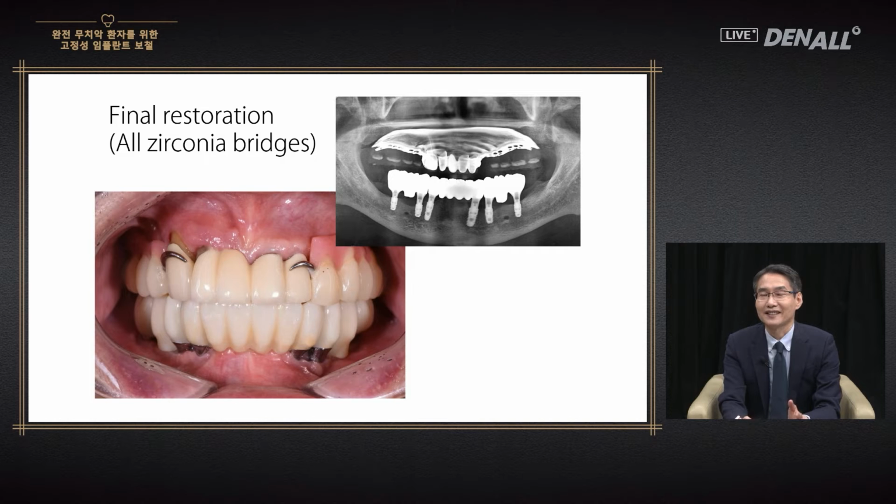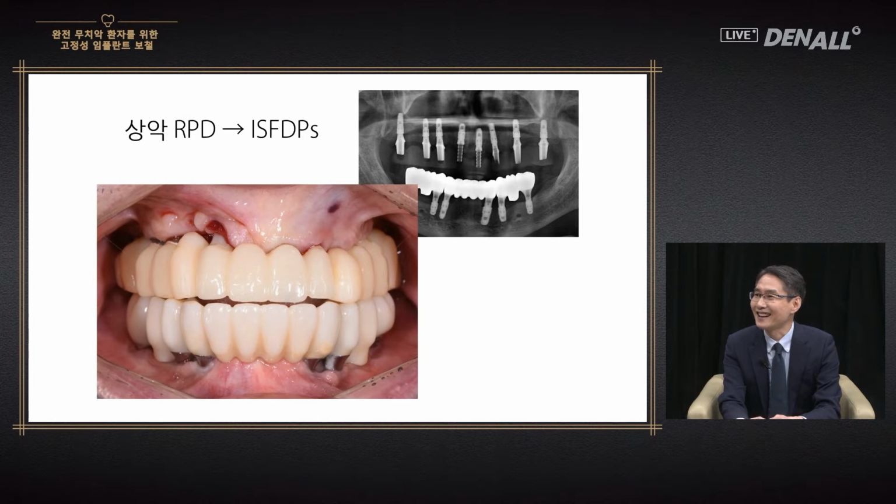Once lower was done, after 1 year, the patient wanted a fixed prosthesis for the upper as well. However, the residual teeth in the upper were not good, so I anticipated such a request and used a similar method. I did immediate placement and immediate loading. A fixed prosthesis in the form of cross arch was provided.